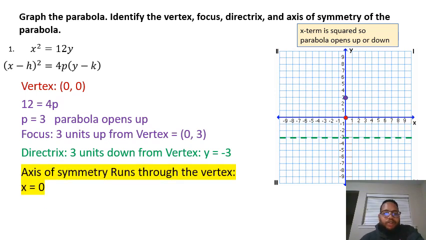The axis of symmetry runs through the vertex and is going to be a vertical line through the vertex and the focus. And that's going to be at x equals 0.